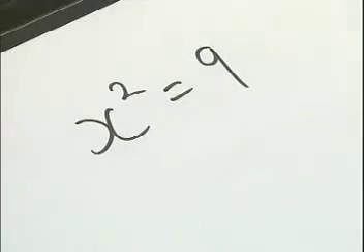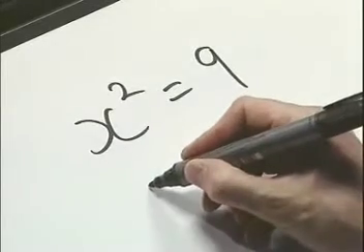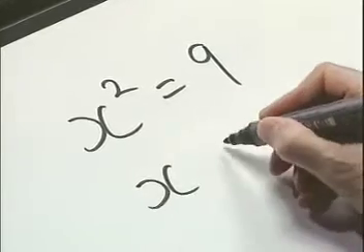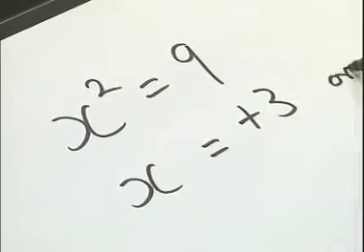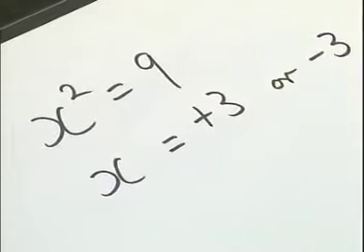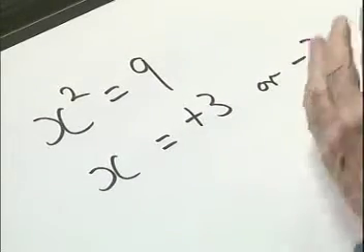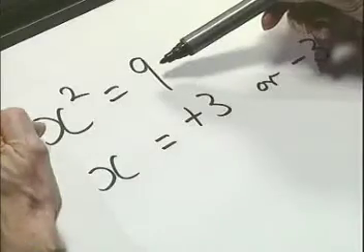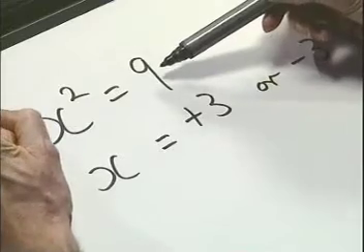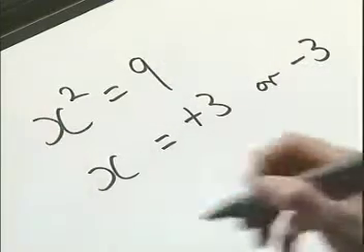In order to find out what x is, we would take the square root of both sides. So the square root of x squared is just x, and the square root of 9 is plus 3 or minus 3, because minus 3 all squared is also 9. So that was relatively straightforward. Both of these two numbers were square numbers, complete squares.